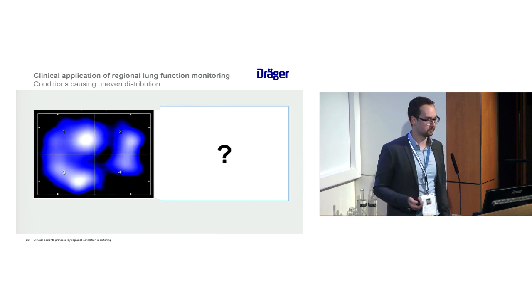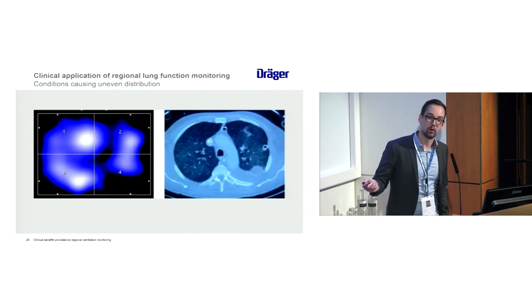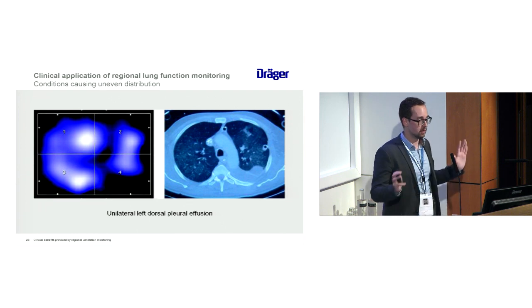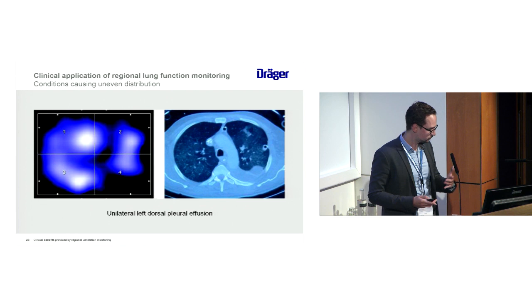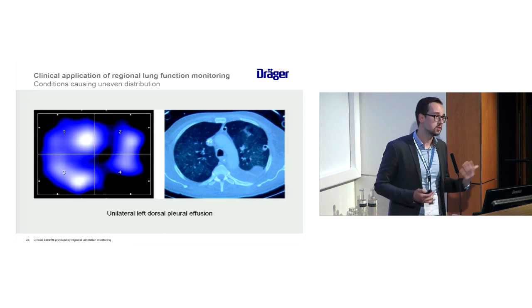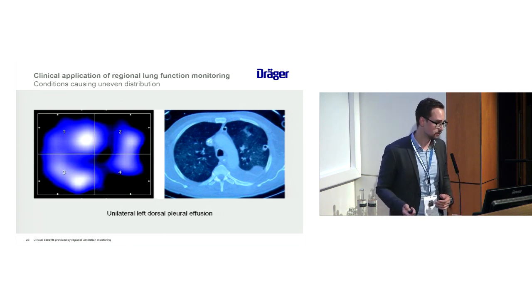So now if we add a little insight, we can actually see what was causing this lack or absence of ventilation, and that's a unilateral left dorsal pleural effusion down here. So with this tool, without adding any radiation, we can gather this information in real time, and this can also support diagnosis for your patient.